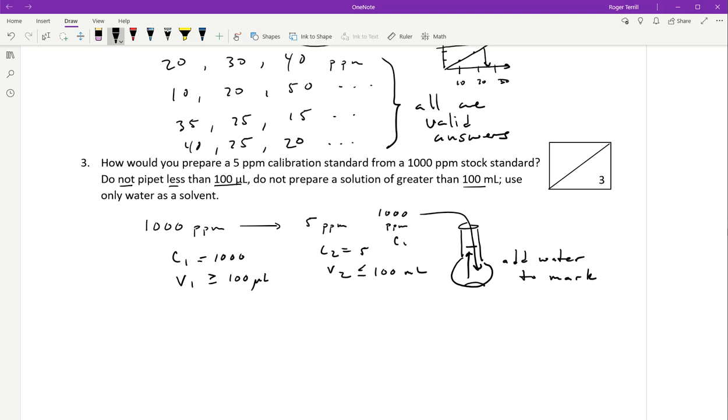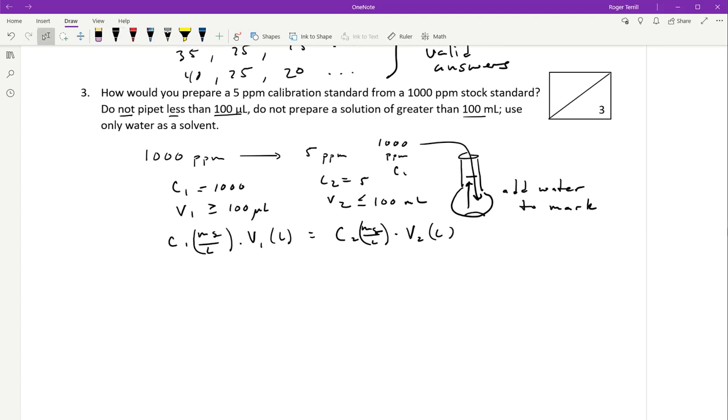So why don't we just go ahead and set this up. C1, in milligrams per liter, times V1, in liters, is equal to C2 times V2. Right, and so we've got 1000 times V1 is equal to 5 times V2.